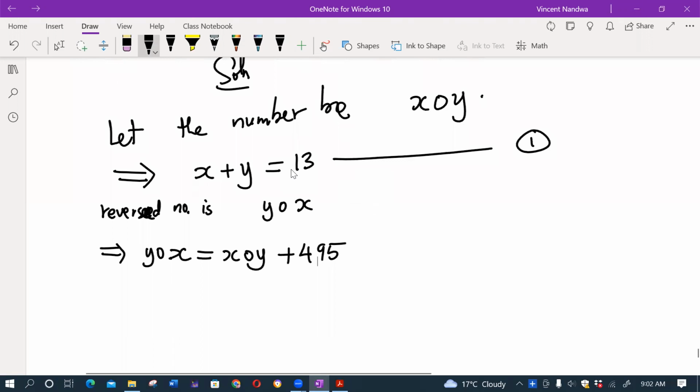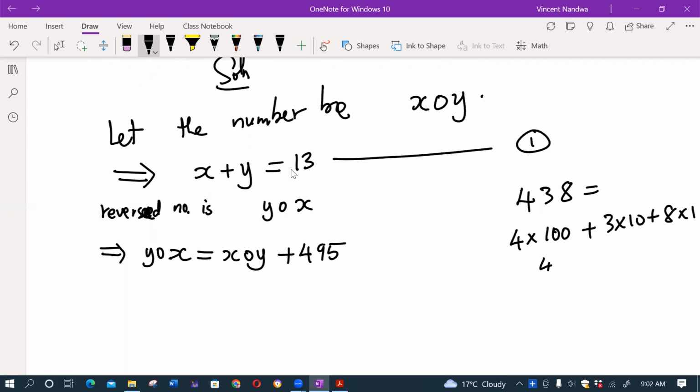Then you use place values to write this in expanded form. Place value of x is ones, place value of 0 is tens, place value of y is hundreds. Remember, if I have a number, for example, 438, it can be written as 4 times 100 plus 3 times 10 plus 8 times 1. So we take each digit multiplied by its place value. It's the same as 400 plus 30 plus 8 to give you the same 438. The same concept you use here.